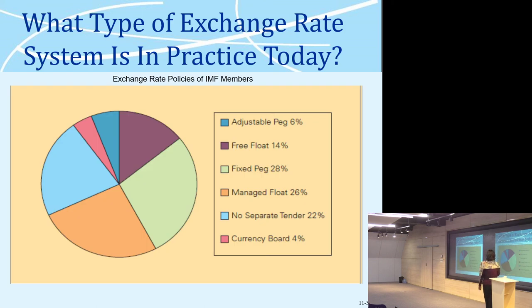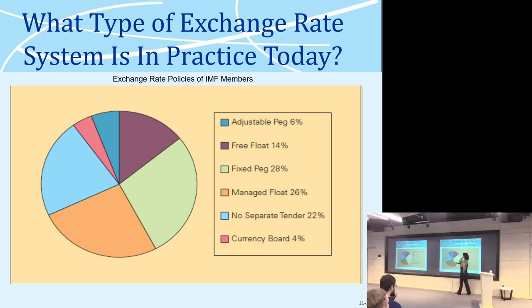I just want to finish with this presentation, because you can see here today, those are the International Monetary Fund member countries, and what this pie is basically showing us is that most countries in the world are using managed float, and then fixed peg, and then managed float. And then we have very few countries using a currency board. And free float is 14%.